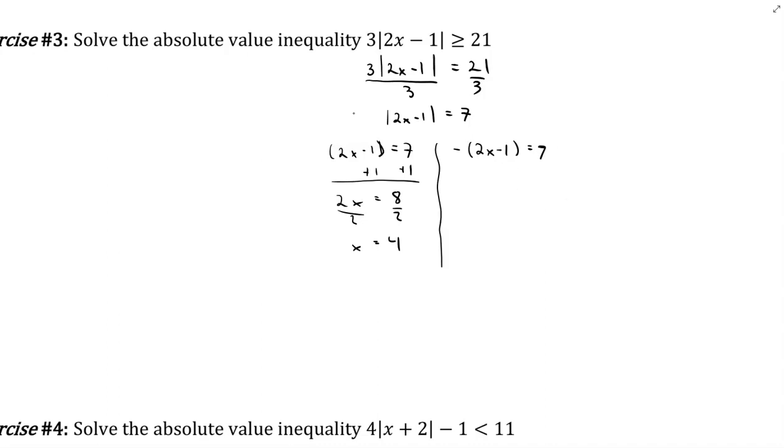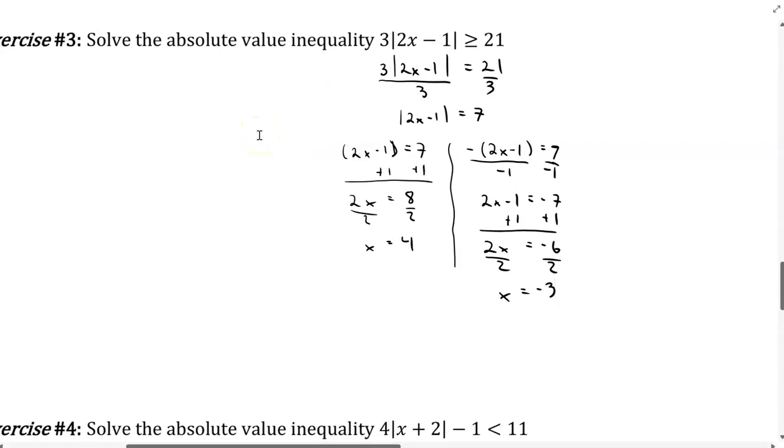On the right equation, we'll divide both sides by negative 1 to give us 2x minus 1 is equal to negative 7. We'll add 1 to both sides to give us 2x is equal to -6. And then we'll divide both sides by 2 to give us x is equal to -3.